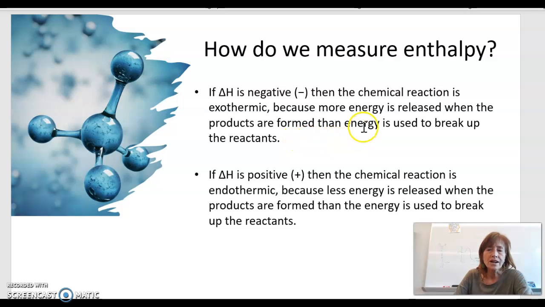Let's let this one go for a minute. We're going to come back to these ideas. A negative delta H means the system has lost energy when the reaction has taken place. And the opposite means the system has gained energy; endothermic energy is gained by the products, and more energy is gained by the products than the energy needed to break down or change those reactants.